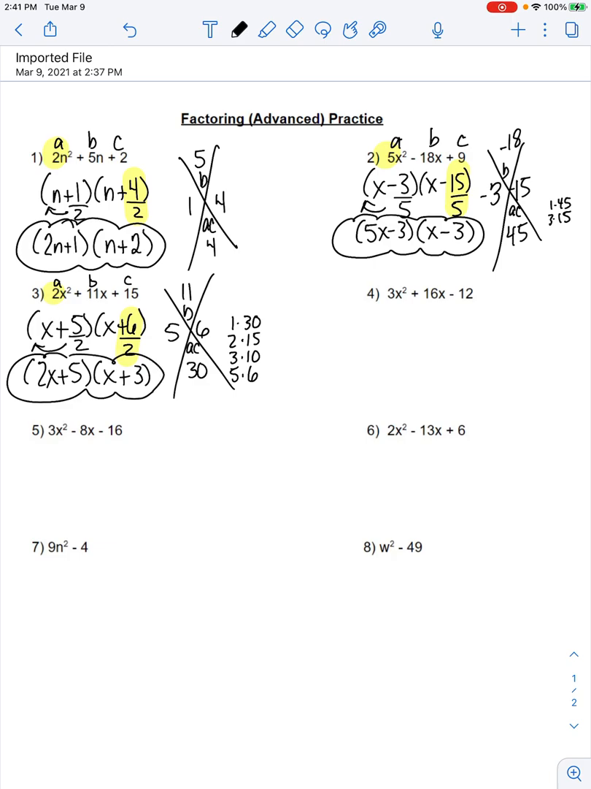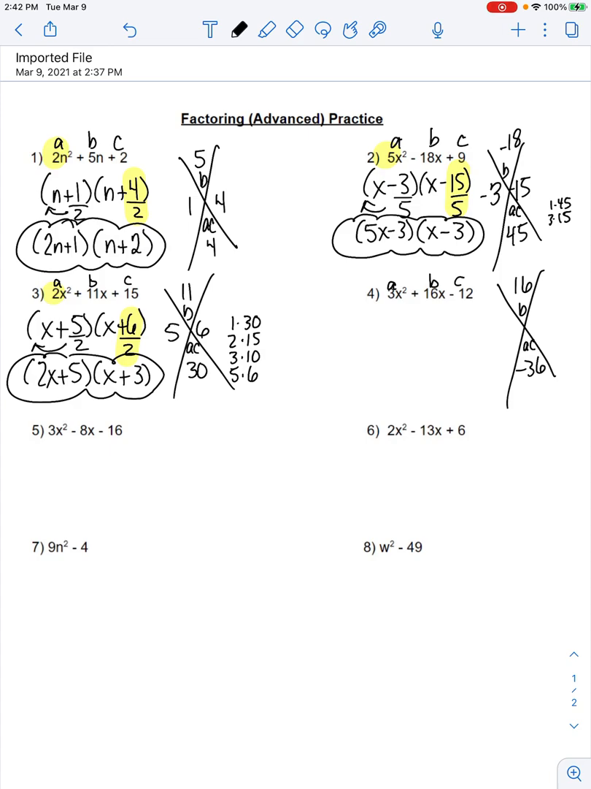Number 4, the first thing I notice is there is a greatest common factor. So I can factor out a 3. So I'm left with x squared. Oh, no, I can't because of 16. So I'm going to have to go straight to magic X. Magic X has your back. A, B, C. So your B is 16. A times C is negative 36.